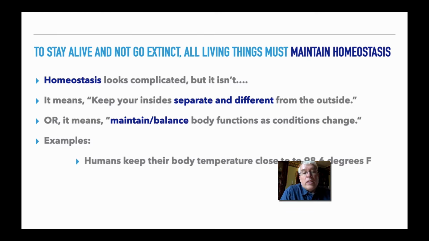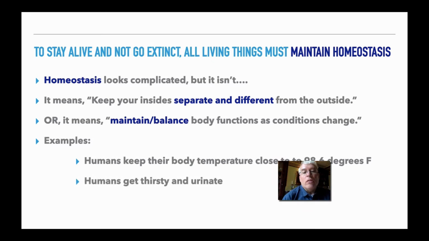You probably already realized that humans keep their body temperature at about 98.6 degrees Fahrenheit. That means that if you took your temperature in the morning when you're in bed, at noon when you're at school in the lunchroom, and maybe in the afternoon when you're outside in December, even if you're warm or hot or cold on the outside, your body temperature will stay really close to 98.6 degrees Fahrenheit. So this is an example of maintaining homeostasis, maintaining a body temperature.